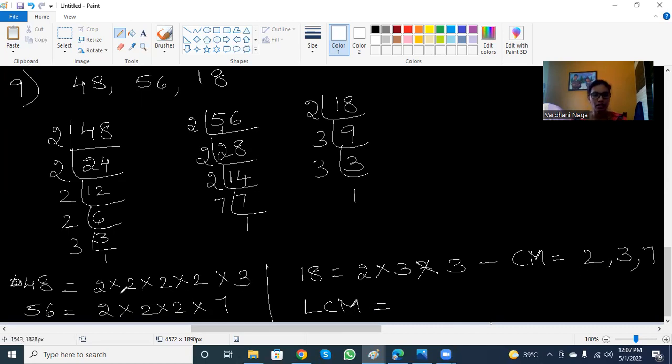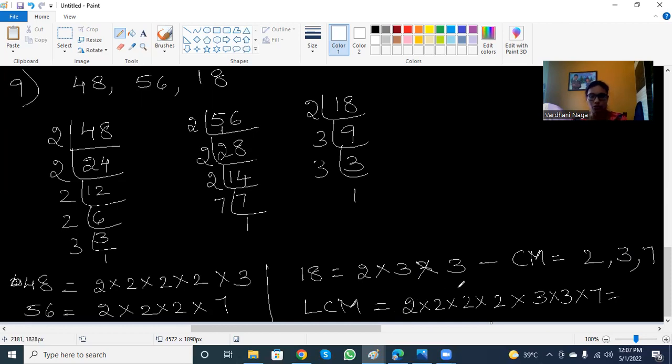See, 2 is repeated how many times at maximum? Here 4 times, here 3 times, here just 1 time. So the maximum occurrence is 4 times. So we will take 2 into 2 into 2 into 2, 4 times. Maximum occurrence of 3 is here 2 times, here 1 time. So we will take 3 into 3. Next, 7 is repeated just one time, so we take it only once. So the multiplication will become the LCM.